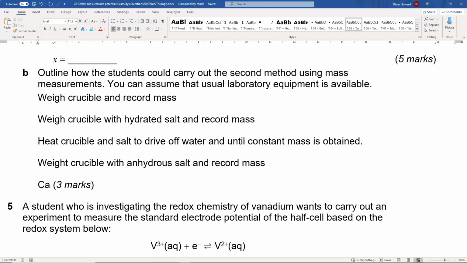And obviously, it doesn't say that we need to talk about calculation, but you could talk about calculating the difference between the crucible and then the crucible and salt to find the mass of salt present. And you can also talk about calculating the mass of anhydrous salt. Oh sorry, the last one you could actually just do is compare the crucible with hydrated salt versus the crucible with anhydrous salt, just to calculate the mass of water present.